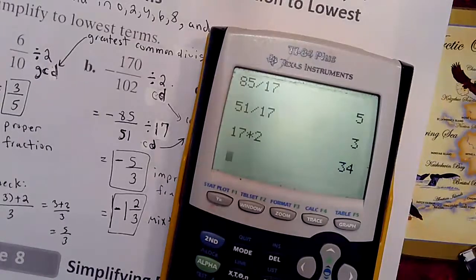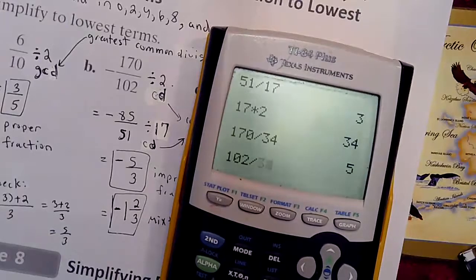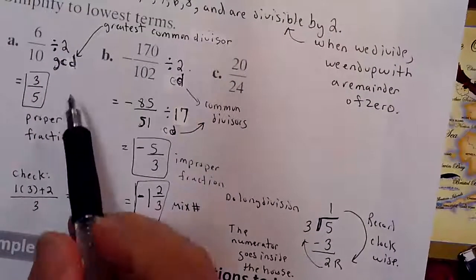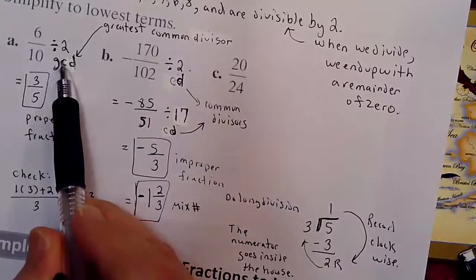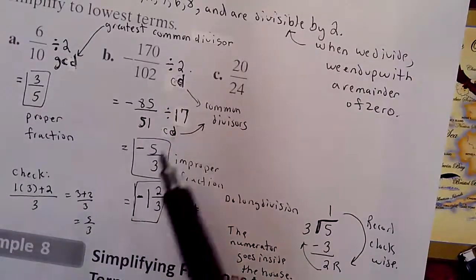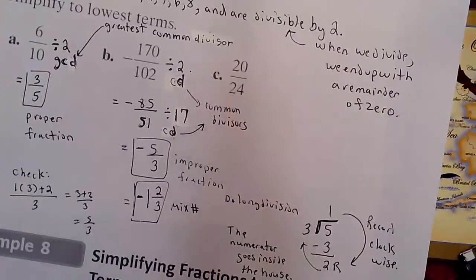Greatest common divisor. So if I do 170 divided by 34, see how that gives me the 5? And then 102 divided by 34 gives me the 3. See that? So we can work with that as well. But for this one, 17 was the greatest common divisor too. These are common divisors, and the greatest common divisor would be the product, 2 times 17 is 34.